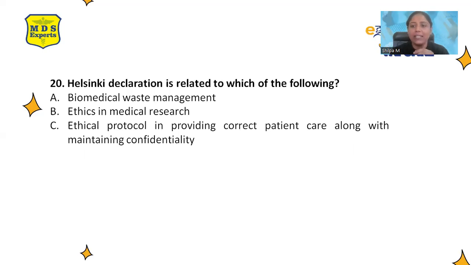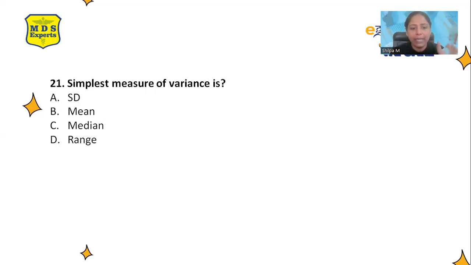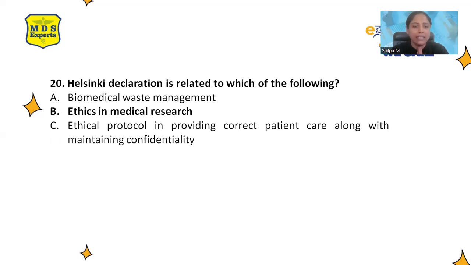Helsinki Declaration related to ethics. It is definitely not choice A, biomedical base, it's wrong. So is it B or is it C? One more choice, please put it in the comments. But definitely the correct clear-cut answer is that Helsinki Declaration is related to ethics in medical research. There was a code of ethics related to medical research that was put forth by the Helsinki Declaration. We'll see in detail in the ethics chapter.